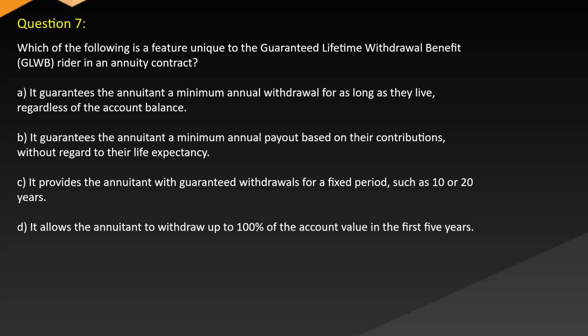It guarantees the annuitant a minimum annual withdrawal for as long as they live, regardless of the account balance. B. It guarantees the annuitant a minimum annual payout based on their contributions, without regard to their life expectancy. C. It provides the annuitant with guaranteed withdrawals for a fixed period, such as 10 or 20 years. D. It allows the annuitant to withdraw up to 100% of the account value in the first 5 years.